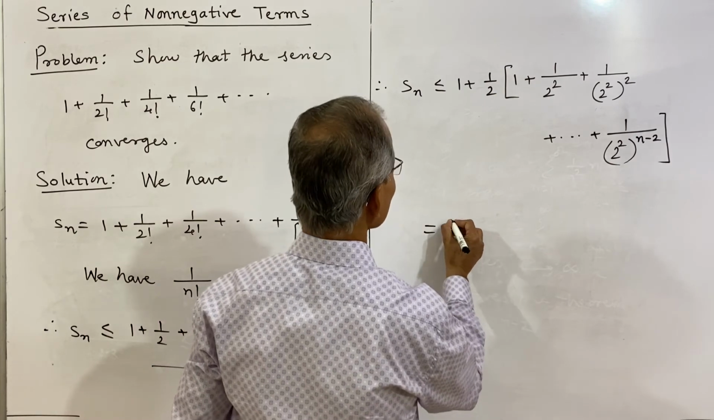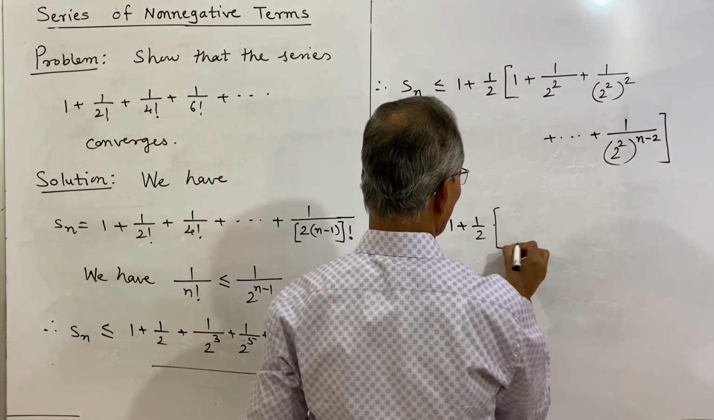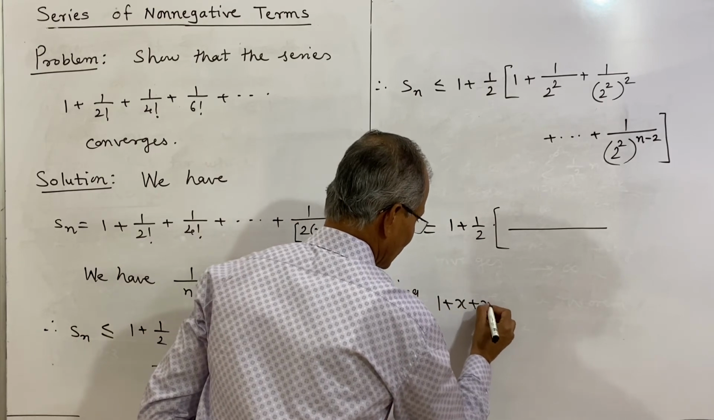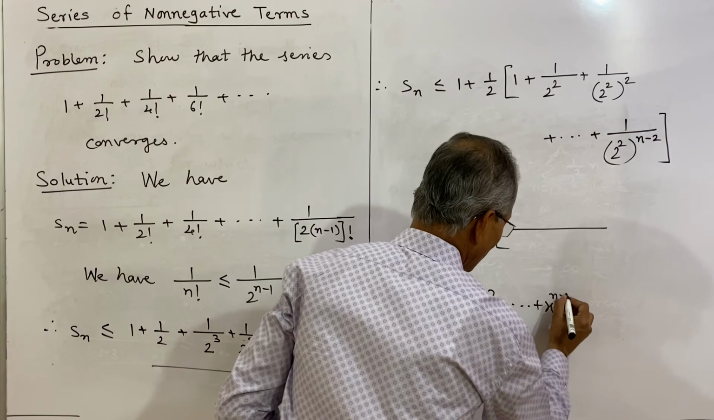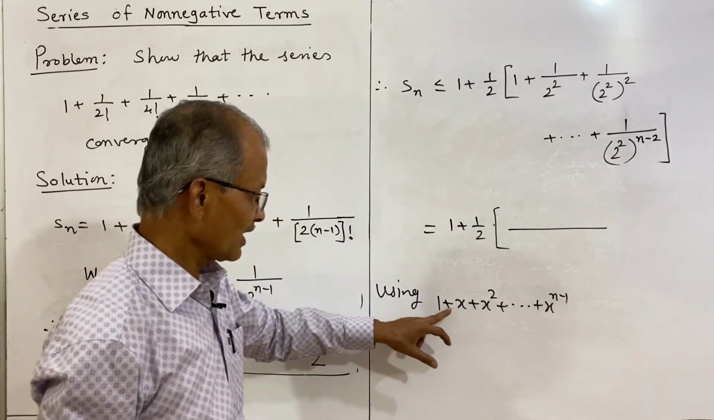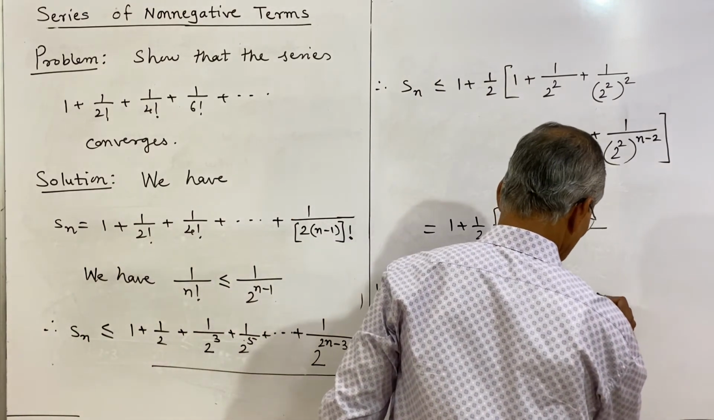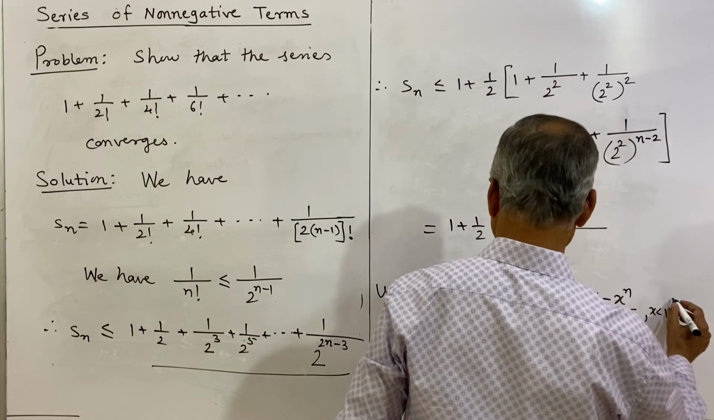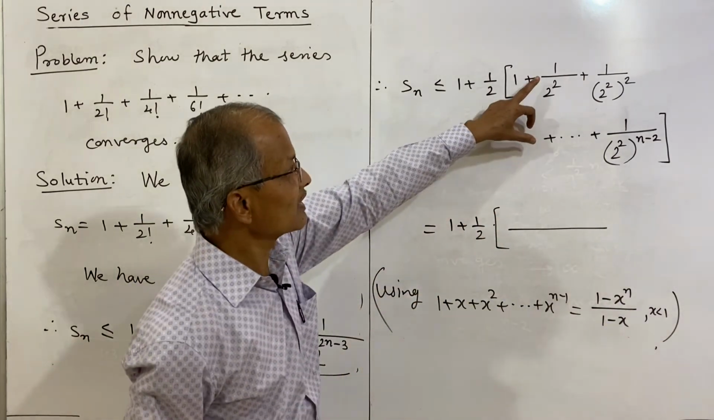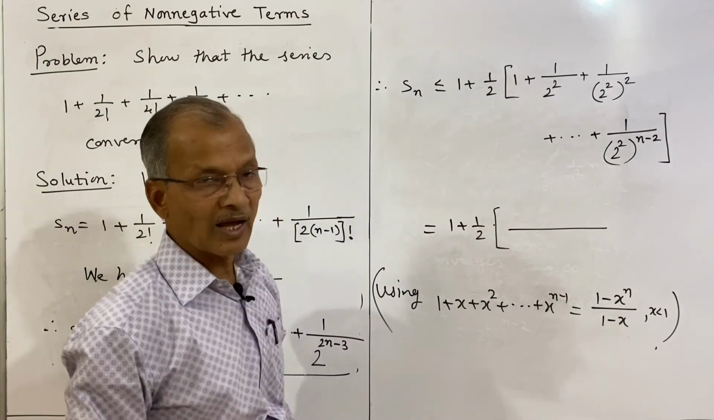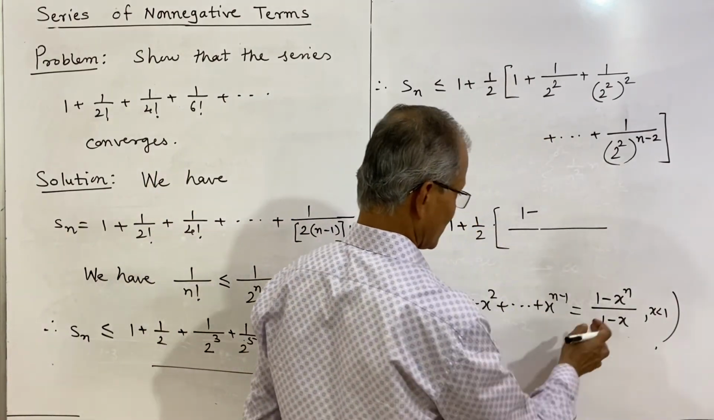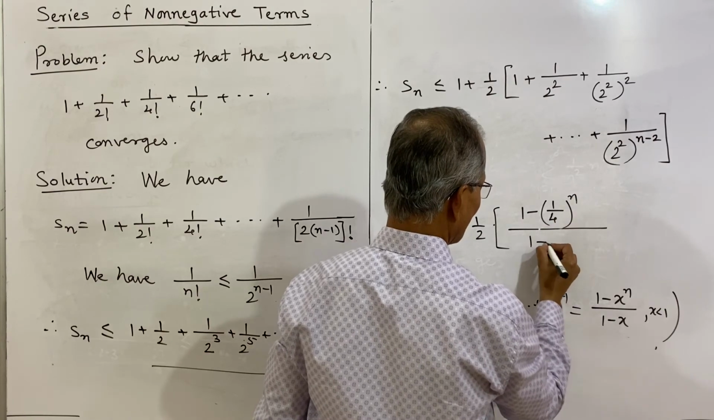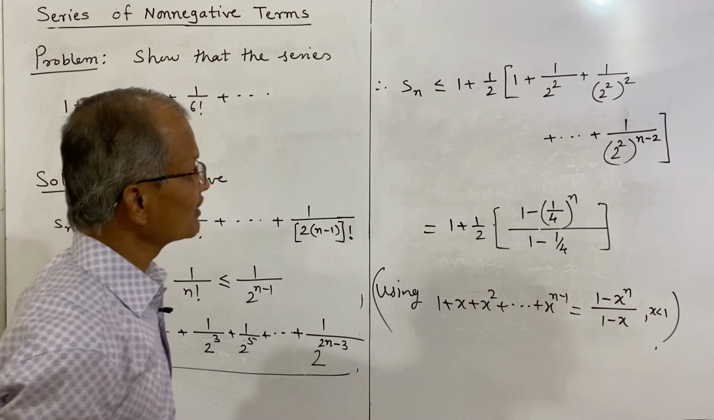So, this is equal to 1 plus half, and that formula we can write as, using this, 1 plus x square up to n terms, means up to n minus 1. So these are n minus 1 and this is 1, totally n terms, and that is 1 minus x power n divided by 1 minus x, if x is less than 1. So this is the formula we will use here. And what is the value of x here? It is 1 upon 2 square, or that is 1 by 4, and therefore it will be 1 minus 1 by 4 power n divided by 1 minus 1 by 4.